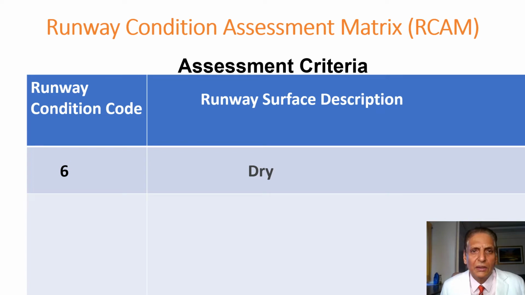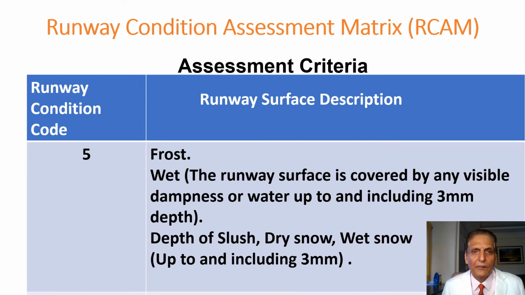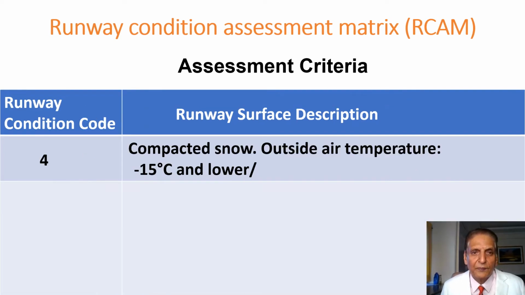So I'm talking about this table, runway condition assessment matrix, assessment criteria. First is the runway condition code, and second one is the runway surface description. Now if the runway is dry, the runway condition code will be 6. If the runway surface has frost, is wet, that is, the runway surface is covered by any visible dampness or water up to and including 3 millimeter depth, and depth of slush, dry snow, wet snow is also up to and including 3 mm, then for this runway surface description, runway condition code is 5.